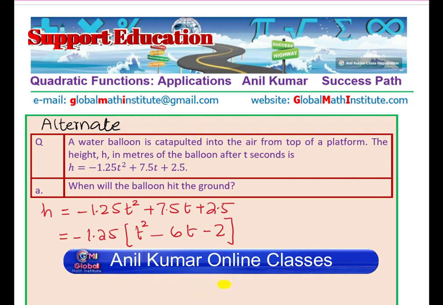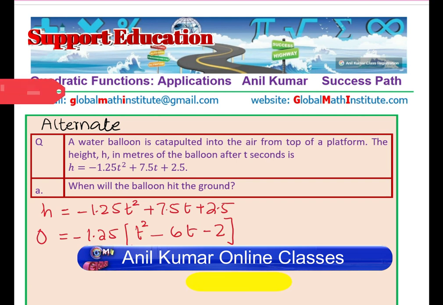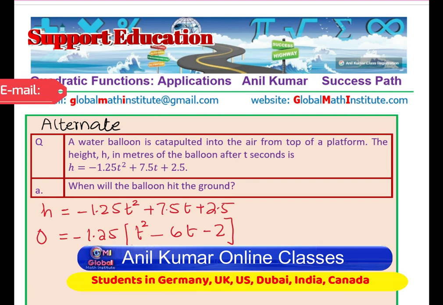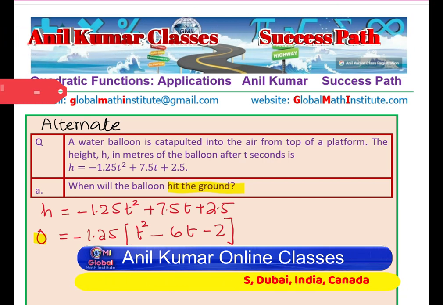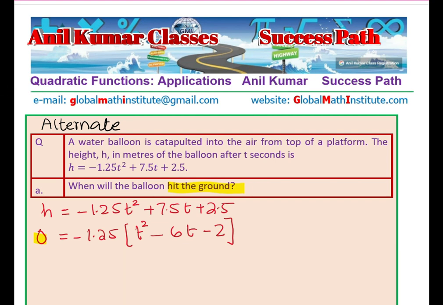That is the beauty. Equating h to 0 since it hits the ground, as we did earlier. You understand? So it makes a lot of difference. You avoid all the mistakes of, for example, sometimes putting the decimal at the wrong place.